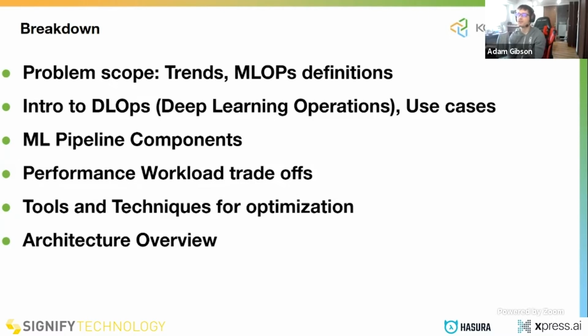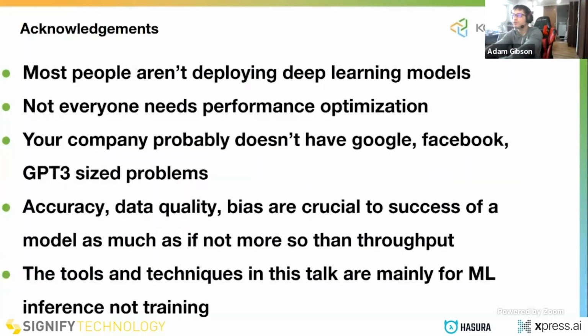ML pipeline components. Clarifying that, you have a model and then you have other stuff. What is it? Performance workload trade-offs. If you're into understanding the whole ML stack, all the way down to HTTP versus gRPC versus your own custom binary protocol, stick around. Then tools and techniques for optimization. If you want to apply things like deep learning compilers and some of these other things, I'll also give some tools there. And then I'll give a concrete overview of our opinion on what all this stuff is, as briefly as I can.